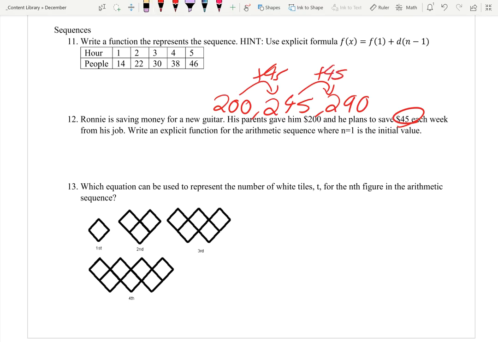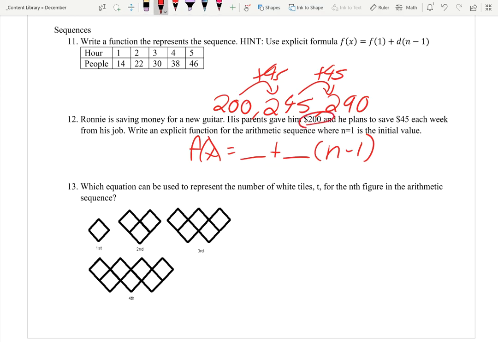That helps, just to kind of illustrate the point here. Now you're writing a function, right? An explicit function. So same formula, f of x equals blank plus blank times n minus 1. Remember, this is going to be the first term. This one's for the common difference.